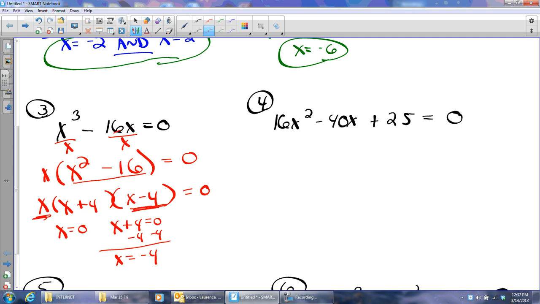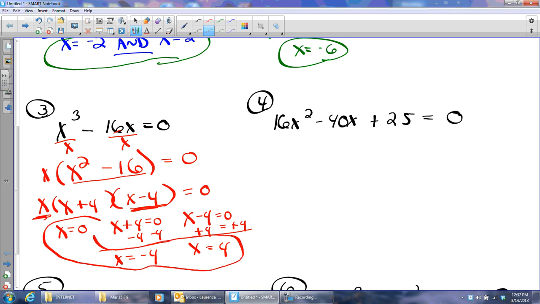And then I take the last one, x minus 4, set it equal to 0, and solve. Again, please don't take a shortcut. Some of you are making an assumption in your mind right now, and it's actually not true. This problem actually has 3 solutions, 0, 4, and negative 4.